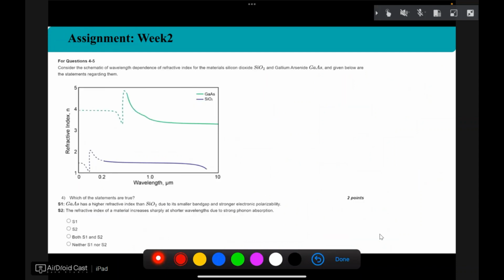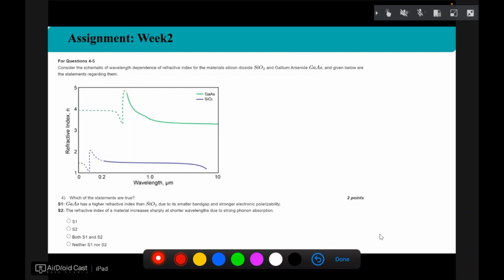Now moving to the next question. Consider the schematic wavelength dependence of refractive index for the materials silicon dioxide, SiO2, and gallium arsenide, and given below are the statements regarding them. We have been provided the real part of the refractive index as a function of wavelength. Which of the statements are true? We have two statements: gallium arsenide has a higher refractive index than SiO2 due to its smaller band gap and stronger electronic polarizability. And the second statement is the refractive index of a material increases sharply at shorter wavelengths due to strong photon absorption.